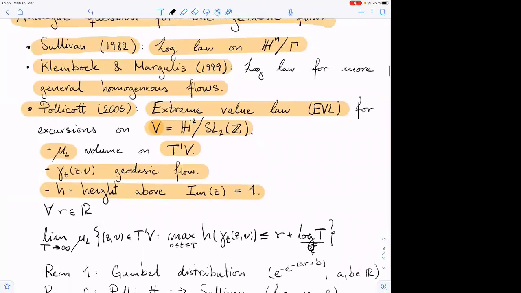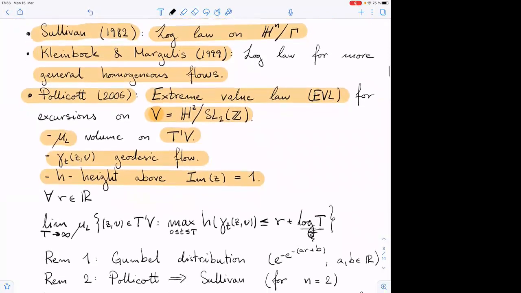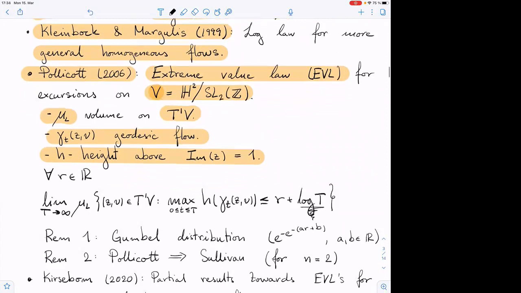Now I didn't state Sullivan's logarithm law precisely, but since he's looking at the hyperbolic distance, it's a little different from the Athreya–Margulis one. But essentially, in this setting, the logarithm law says that we expect log T to be the growth rate of a generic orbit. So we're asking which proportion of points does not manage to beat this expected growth rate by this additive amount r? And what it turns out is that this amount is e to the minus 3 over π² e to the minus r. Okay, so this additive amount r appears here on the right-hand side.